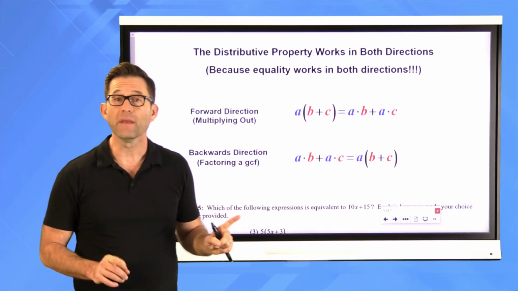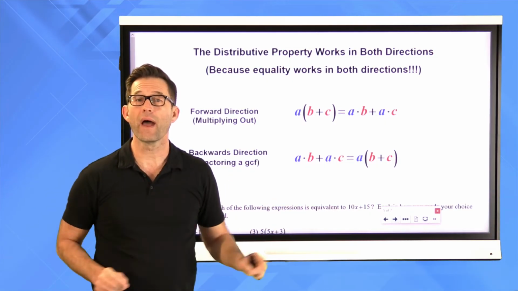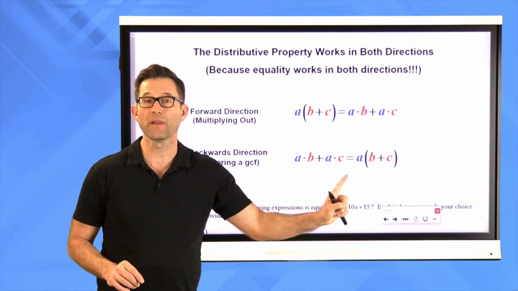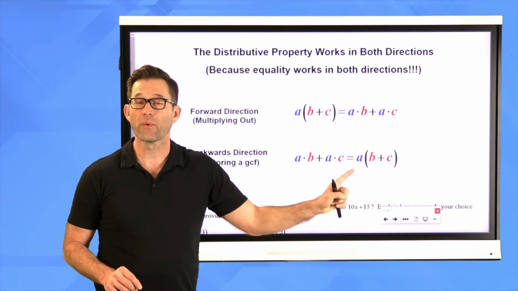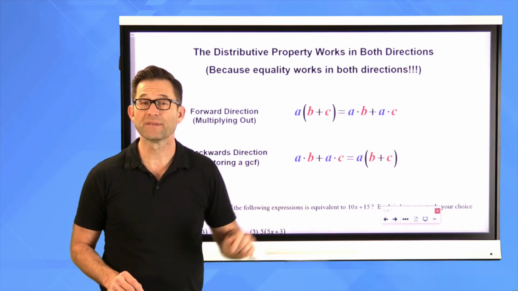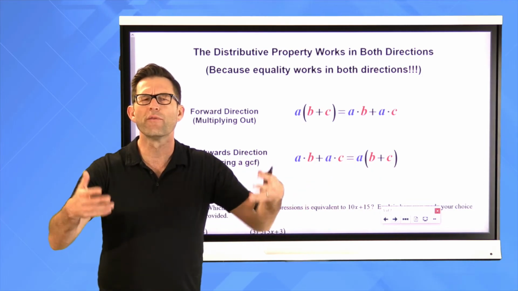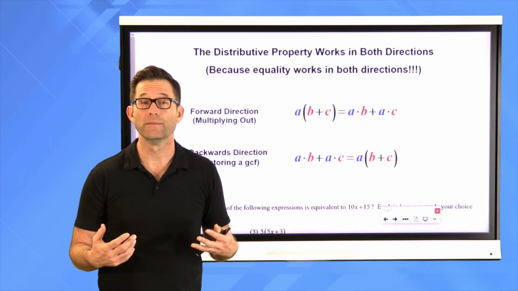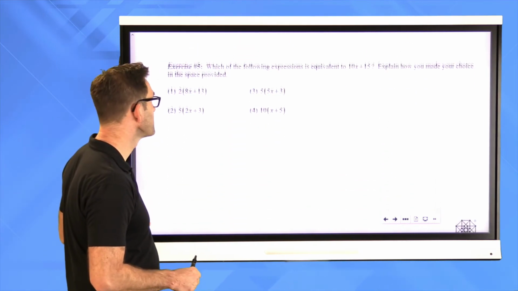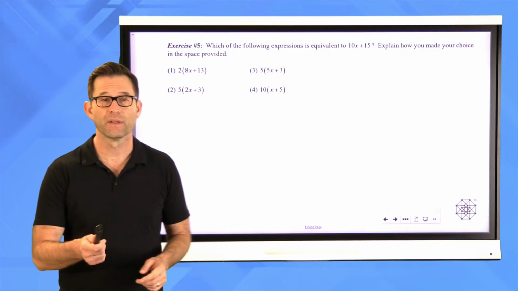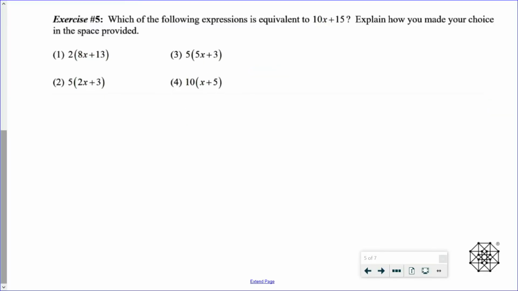Now, that means that we could just literally flip this thing around and say, well, if we've got something that looks like this, a times b plus a times c, I can rewrite it as a times b plus c. All right, we're just literally sort of reversing the distributive property, if you will. Okay? And that is very handy when we have a problem that looks like exercise number 5. Let's take a look. Which of the following expressions is equivalent to 10x plus 15? Explain how you made your choice in the space provided.